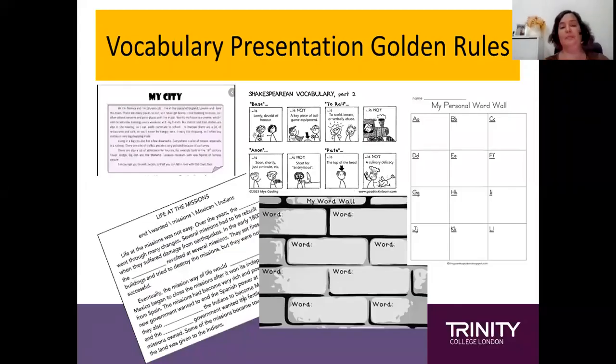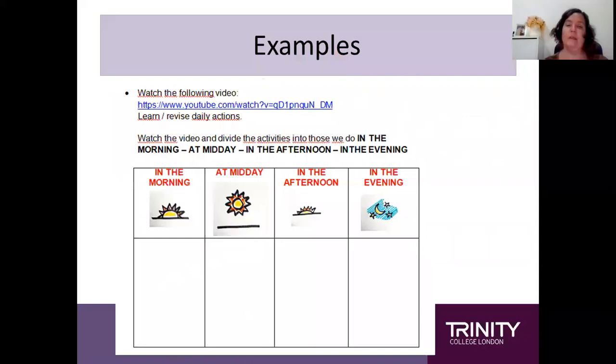So we have just checked on what it is that we need to remember when we present a vocabulary. We have discussed a couple of golden rules. And what I'm going to show you now are some examples of what I call remote tasks, considering the presentation, in this case, of vocabulary.